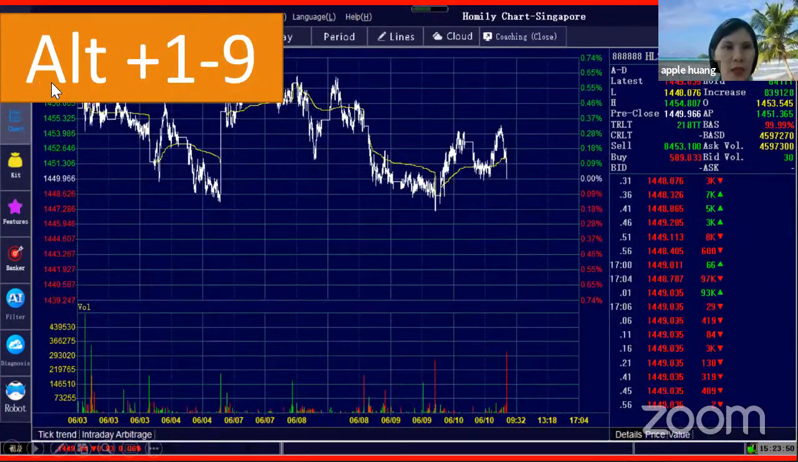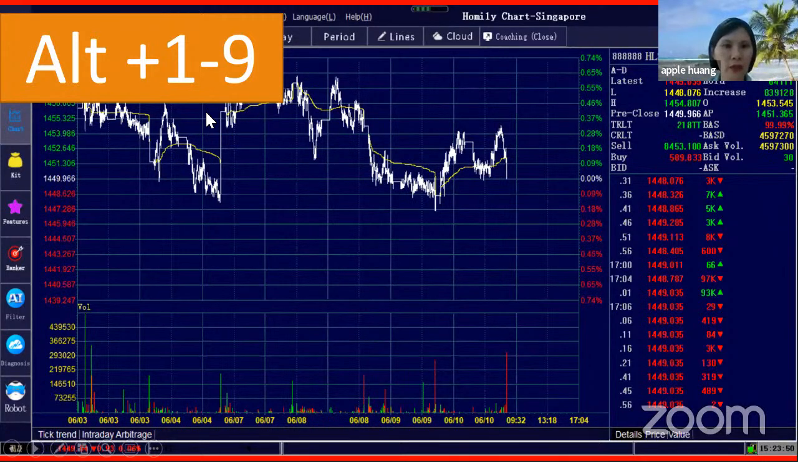So these are ALT plus 1 to 9. I think this is also important. With this ALT plus 1 to 9, what does this hotkey mean? It means you need to press ALT on your keyboard, and at the same time, you press digit 1 to 9 on the keyboard.